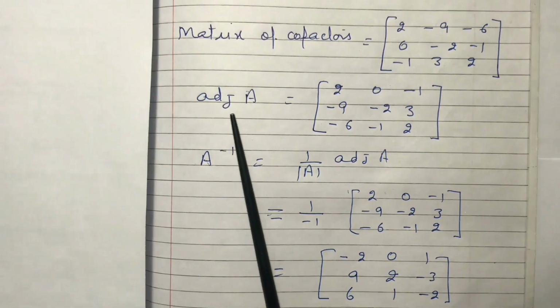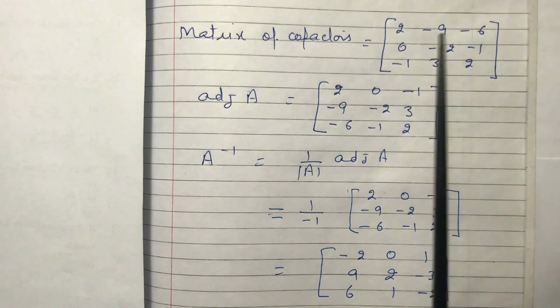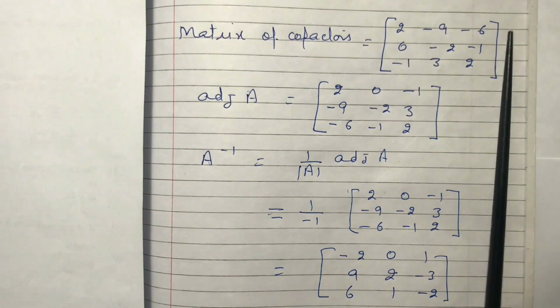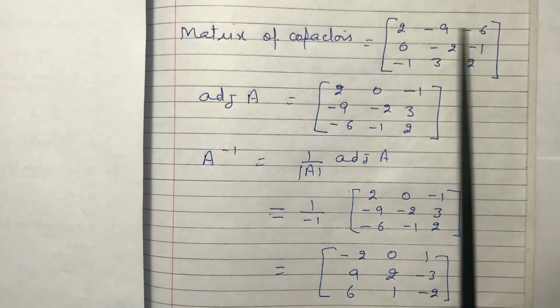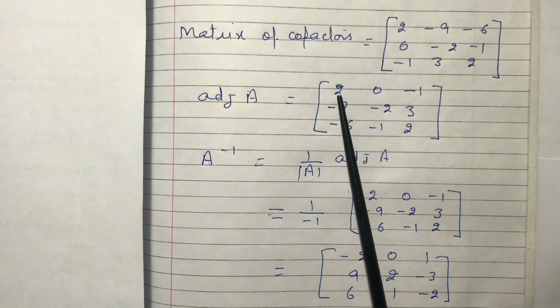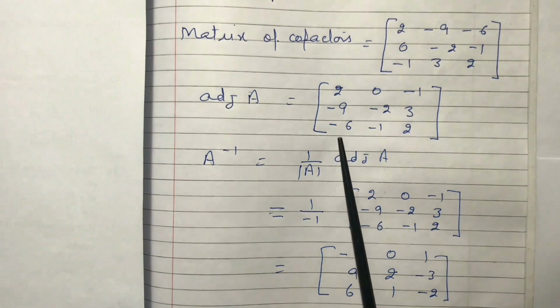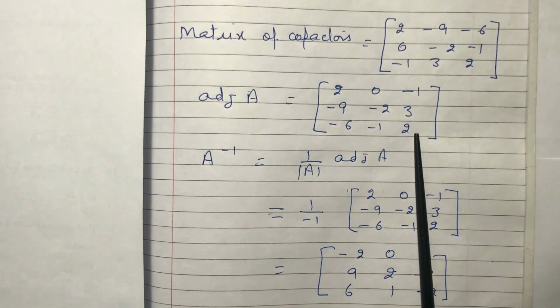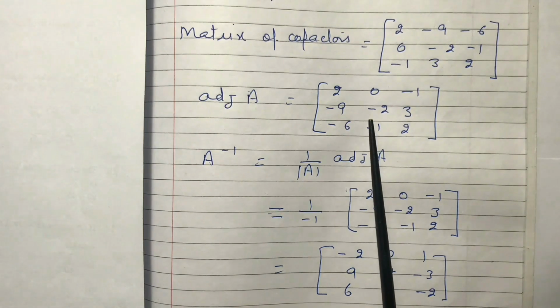Now you are to find the adjoint of A. अगर मैं ये कोफैक्टर्स की जो मैट्रिक्स है इसका ट्रांसपोज निकाल लूँ तो मेरे पास एडजॉइंट ऑफ ए आ जाता है. Then this row becomes column. So I have 2, 0, -1, -9, -2, 3, -6, -1, 2. तो इसका मैंने ट्रांसपोज निकाला तो मेरे पास एडजॉइंट ऑफ ए आ गया.